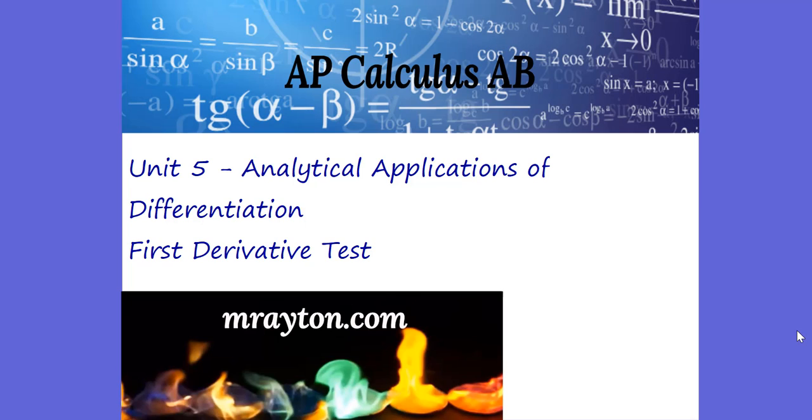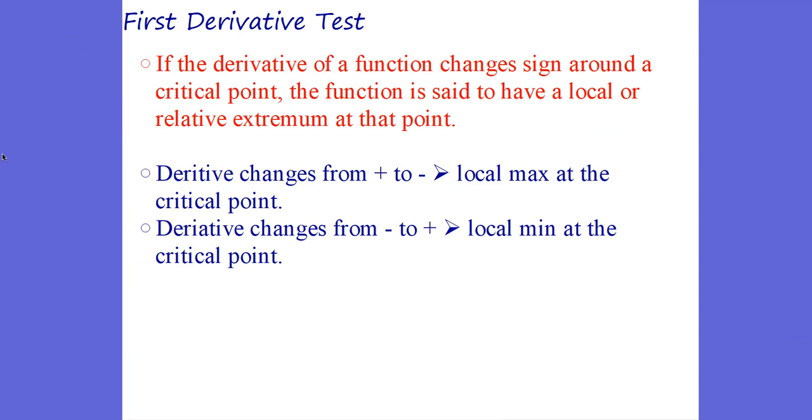We're back in Unit 5, Analytical Applications of Differentiation, and we're doing the first derivative test. Here we go, first derivative test. What is the first derivative test? If the derivative of a function changes signs around a critical point, the function is said to have a local, or what we call a relative extremum, either a local min or local max.